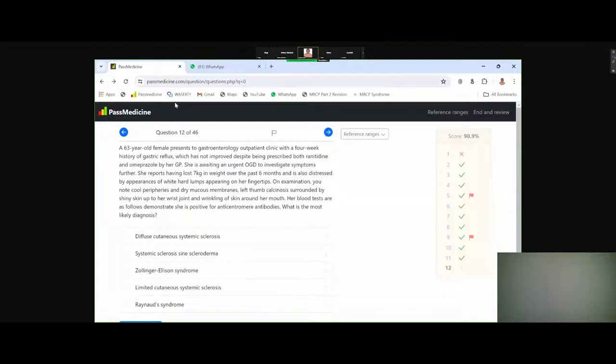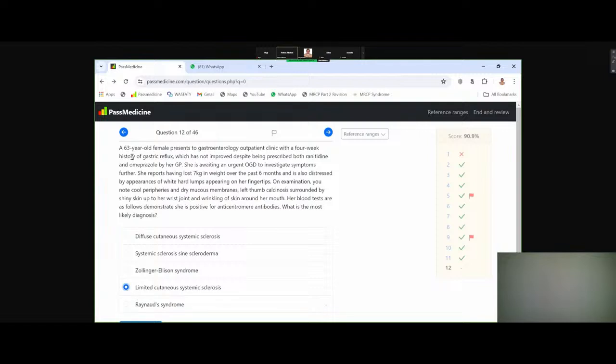So, what is the most likely diagnosis? Diffuse cutaneous systemic sclerosis, scleroderma, Zollinger-Ellison syndrome, limited cutaneous systemic sclerosis, Raynaud's phenomena. A 63-year-old female patient is positive for anti-centromere antibodies. What is the most likely diagnosis? So this is limited cutaneous.